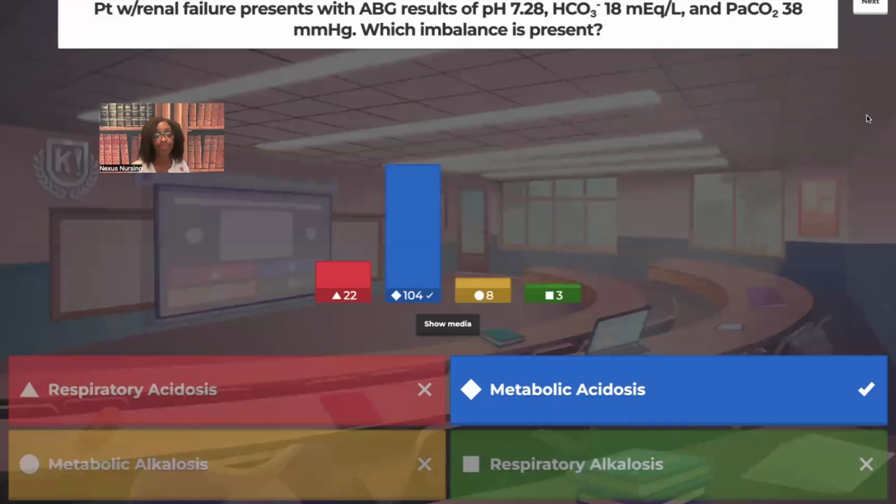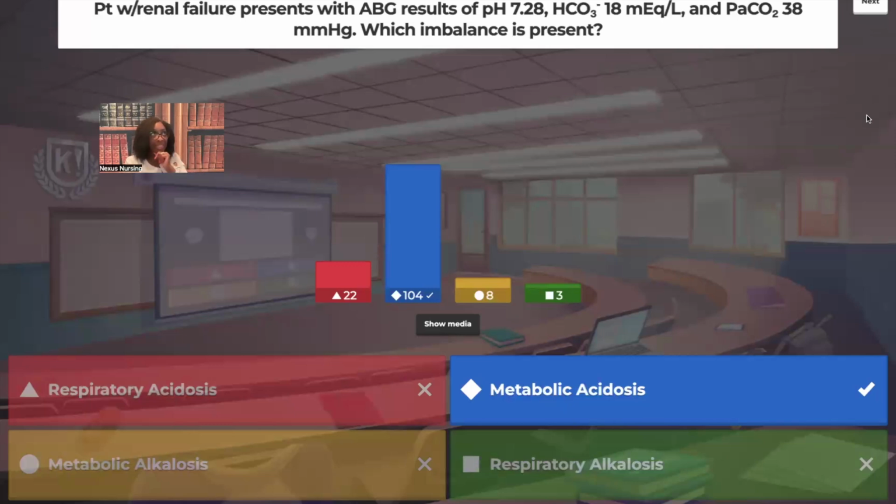Very good. Metabolic acidosis. How do we know? The first thing, matter of fact, forget the numbers. Let's not even get to the numbers yet. Let's look at that patient's condition. Renal failure. Who's in trouble? The kidneys. So what are we dealing with? Metabolic. That alone, renal failure, we know that we're dealing with metabolic because it has nothing to do with the lungs, right? Okay. Let's keep going.